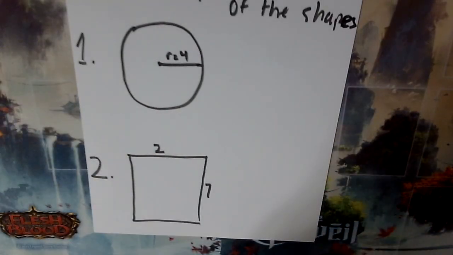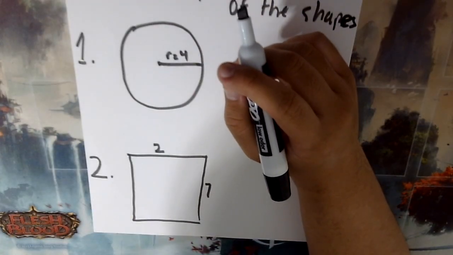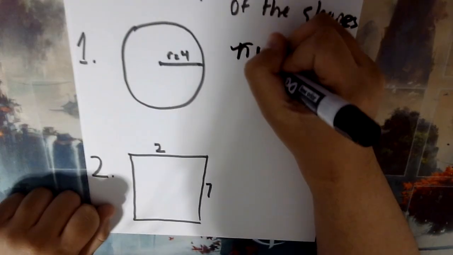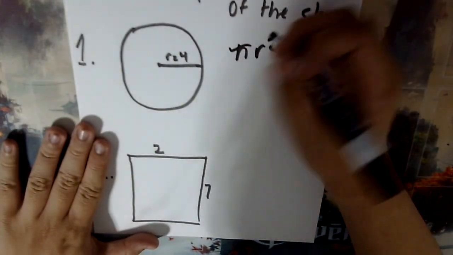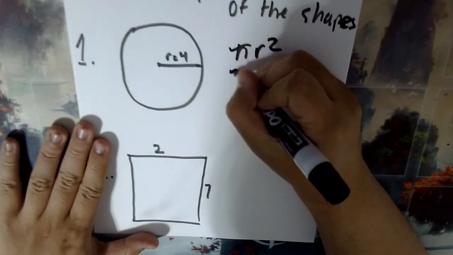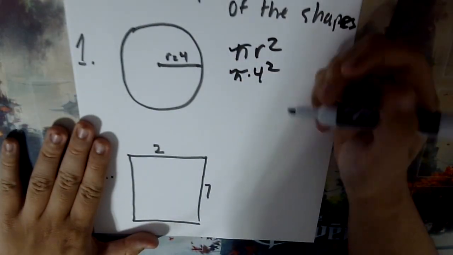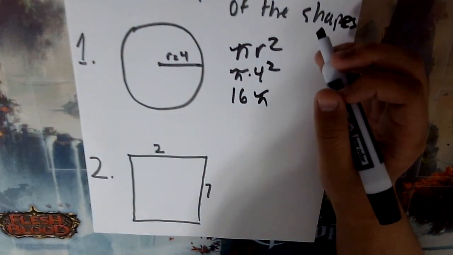All right, welcome back. To find the area of a circle, we can use the equation pi r squared. Area is sometimes weird, so I needed a second to remember. We know r is 4, so we plug it in. We'll have pi times 4 squared. 4 squared is 16, so we have 16 pi.